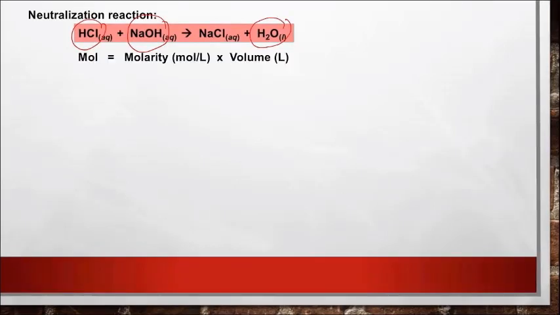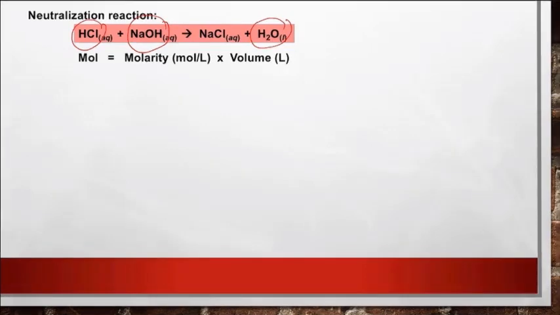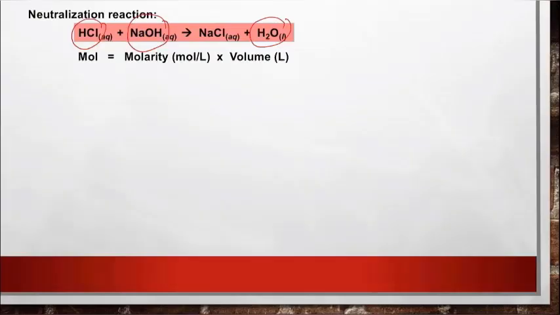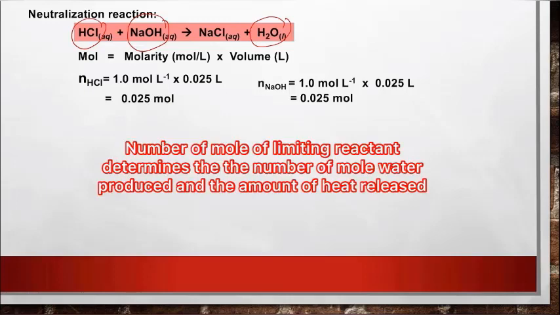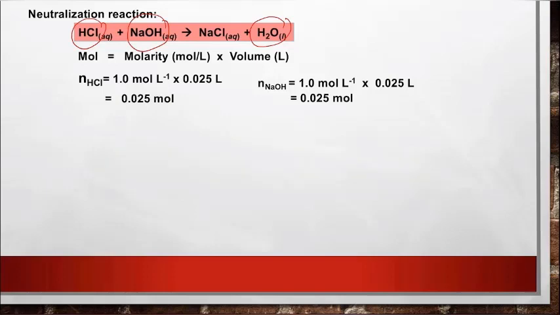In this case, the formula for number of mole is molarity times volume since they are both aqueous solutions. So you calculate the number of mole of both HCl and NaOH, and you should get the same number of mole, which is 0.025 mole. The reason why we calculate the number of mole of both reactants is because we want to decide which number of mole to use. The number of mole of the limiting reactant is the one that determines the amount of heat released for formation of 1 mole of water.